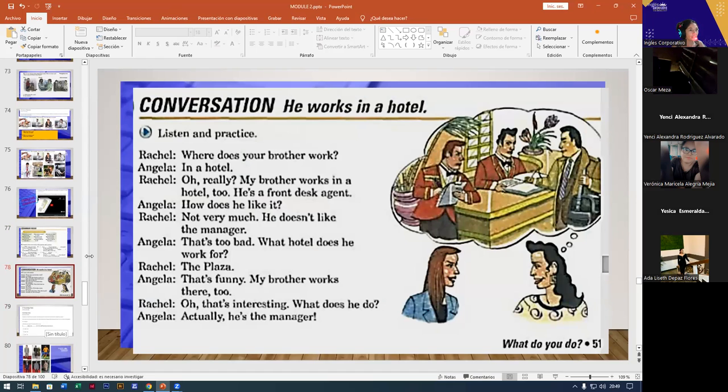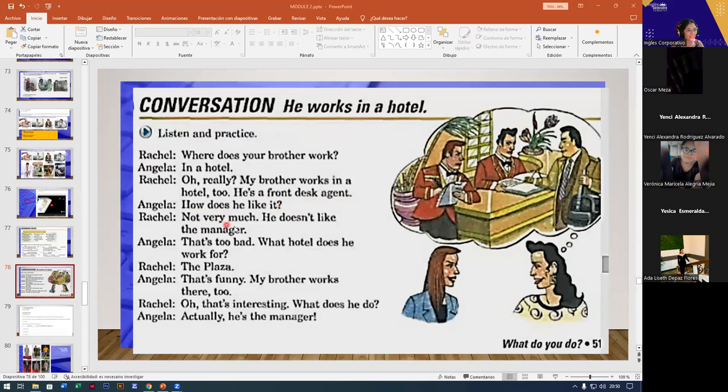with the other conversation that we have. Now, the conversation that we had on the video. Let's begin it here. It says he works in a hotel. We're going to practice it. We have the characters Rachel and Angela. It says, where does your brother work? In a hotel. Oh, really? My brother works in a hotel too. He's a front desk agent. Front desk agent is this person. It's like a receptionist, right? It's like that specific activity.